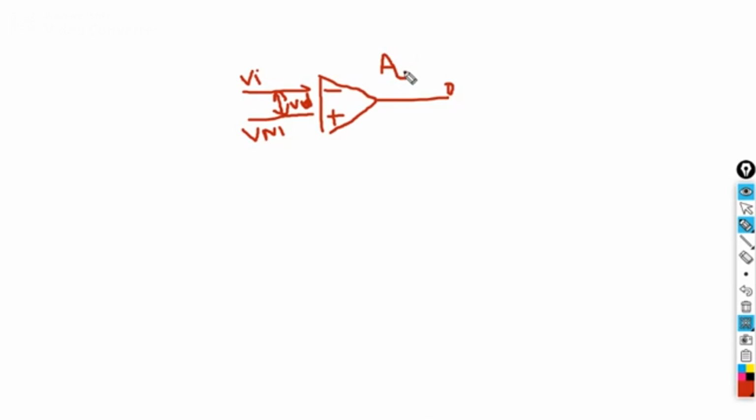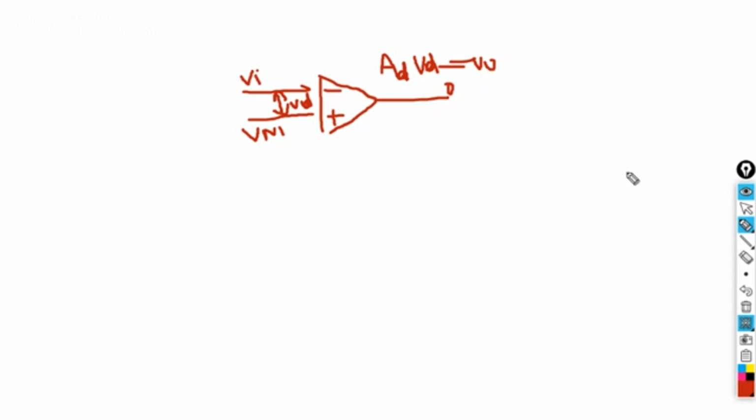What do you mean by offset and drift? Now let us take an operational amplifier. So this is our operational amplifier. This is the inverting terminal and this is the non-inverting terminal. This is the output. Here we are giving Vi, inverting, and here we are giving Vni, that is non-inverting. And this is nothing but our difference voltage Vd. And we are getting the output based on the open loop gain AD and Vd. That is our output V0.